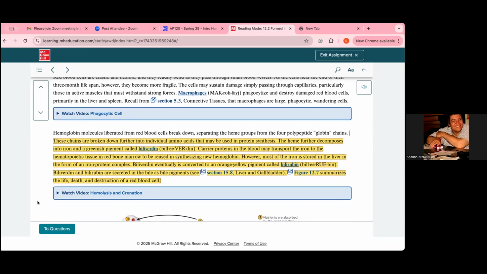Okay. So they get damaged and they break the hemoglobin, and then most of the iron stored in the liver, let's see, in the form of an iron protein complex. Okay, keep going. We read most of that. Keep going.